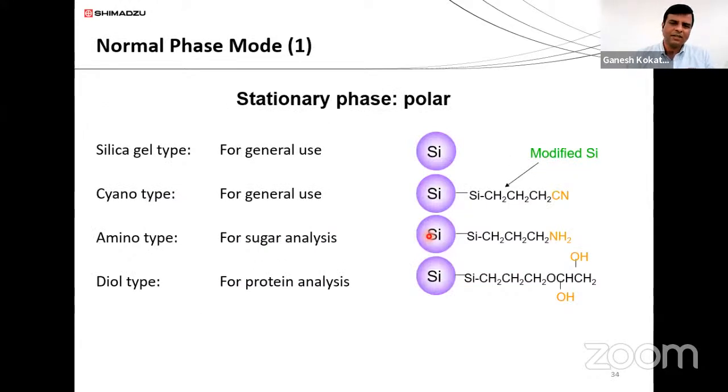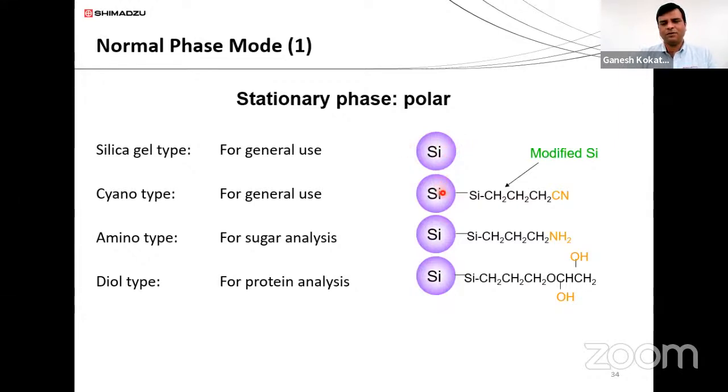So the stationary phases are polar, which indicates the silyl moiety is there on the stationary phase. Just imagine this is a column. On the column, we are putting different types of silyl. There are n number of silyl moieties, depending on which type of column you are using. I'm just taking only one silyl moiety. So this is a simple silica gel column.